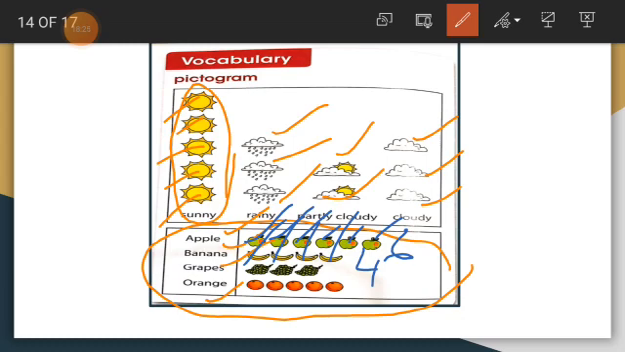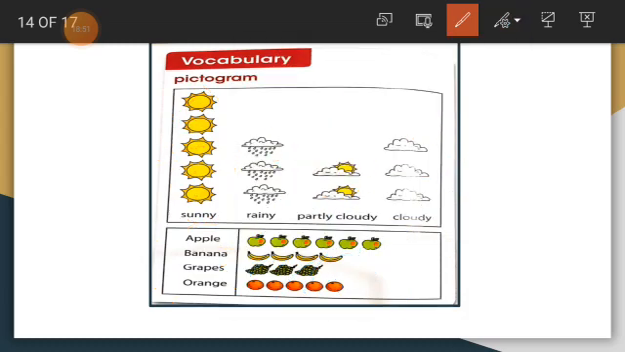How many people like grapes? 1, 2, 3. 3 people. Okay, how many people like oranges? 1, 2, 3, 4, 5. 5 people like the oranges. Now, which one is the winner? Apple. Yes, apple is the winner. Good. Now, move to the next part.